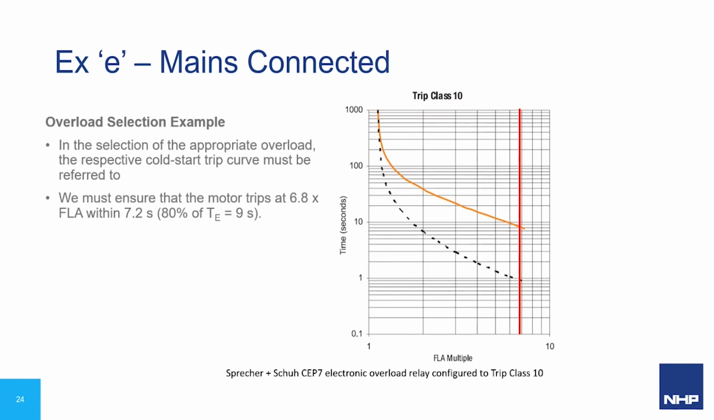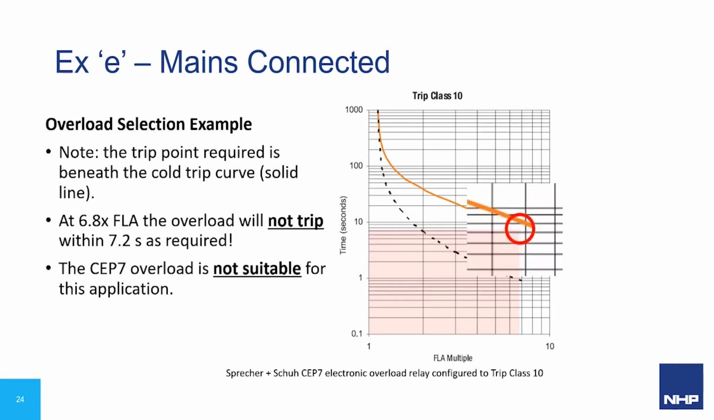Now, if we start by looking at the plane where the motor is at 6.8 times the full load current, and we draw that line there, and then do the same for the TE time constraint, taking into account the 20% inaccuracy, we can see that the trip point required by the EXE motor is beneath the cold trip curve. So we can see it's beneath that cold trip curve there.